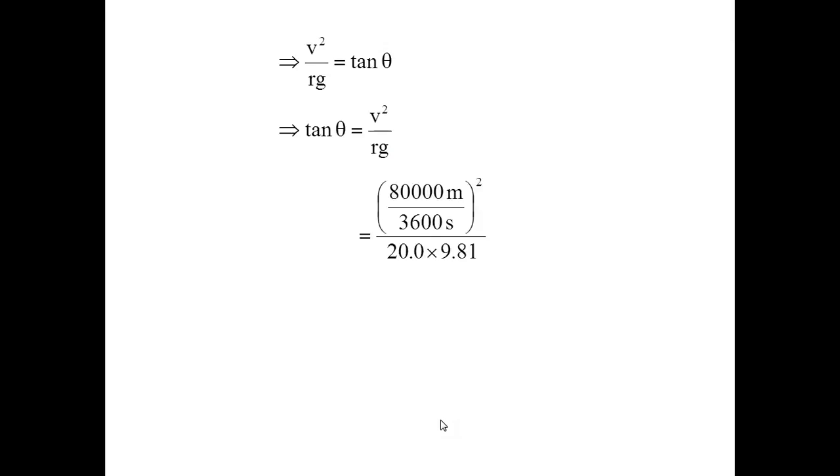Notice that this equation, tangent theta equals v squared over rg, keeps appearing, but I would not advise you to memorize this equation because it can be obtained easily from the free body diagram as well as the rotational equilibrium equation. So from here, to get theta, I make tangent theta the subject. Velocity is given, convert that to meters per second. Radius is given, g is known, 9.81. So from here I work out the angle to be 68.3 degrees.